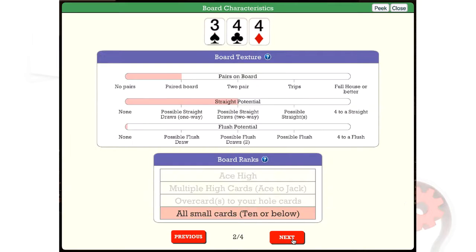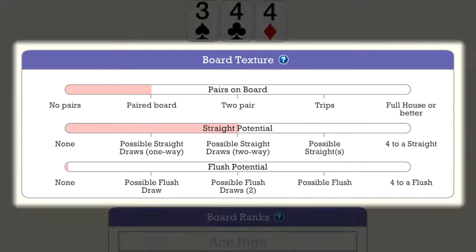The next page is the board characteristics page. These are properties of the current board cards that your advisor, and you of course, should be taking into consideration when determining the relative strength of your hand. Let's look at this first box, board texture. Board texture is a term poker players use to describe how coordinated the board cards are in various ways.